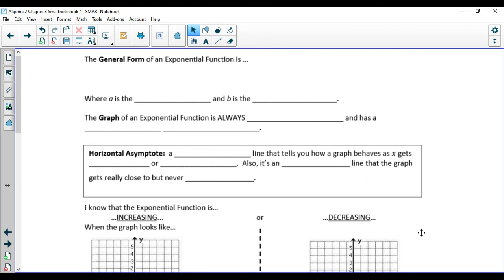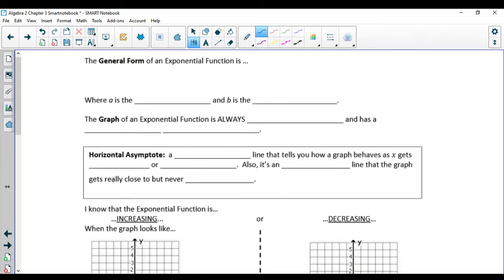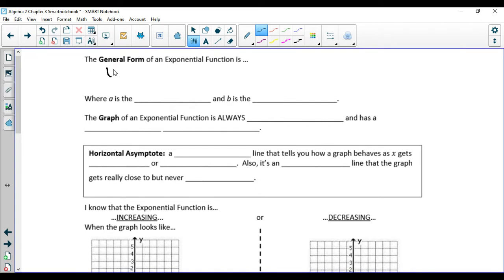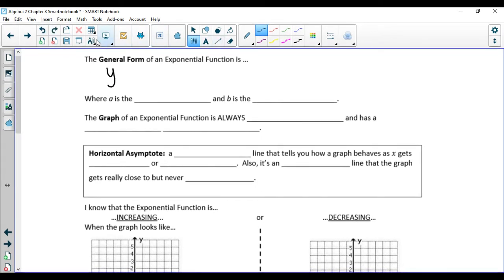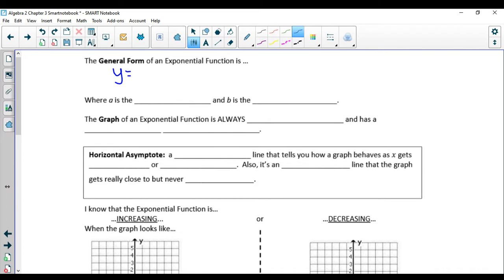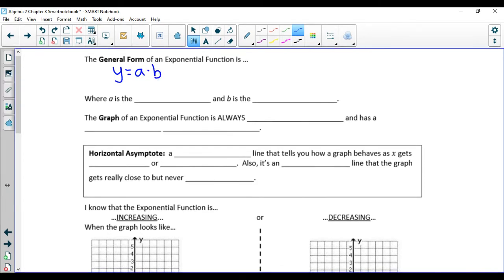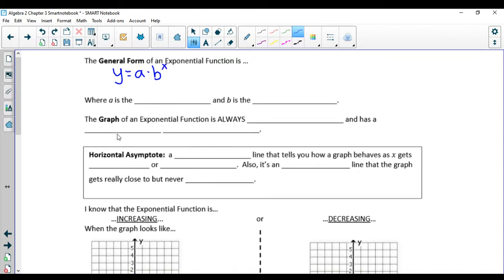So to summarize all of this investigation here, let's look at page 3. And the general form of an exponential function is going to be y equals, blue here. Before we always said y equals initial value times your multiplier to the x. Now we're going to shorten that and just say y equals a times b to the x power.